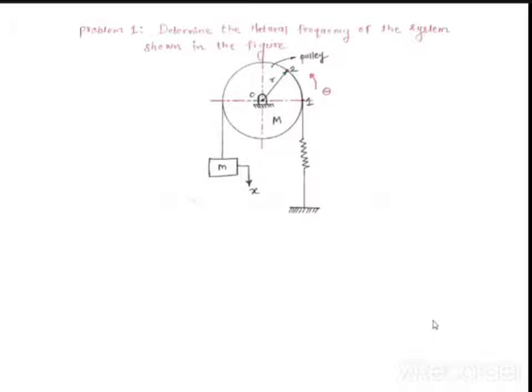So first of all, you have a problem. The problem is given in this manner: Determine the natural frequency of the system shown in the figure. Determine the natural frequency of the system shown in the figure. So the system is given here. I will mark it as a system here. So this is the system.